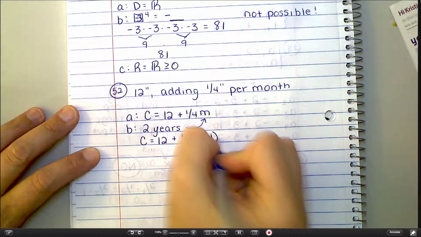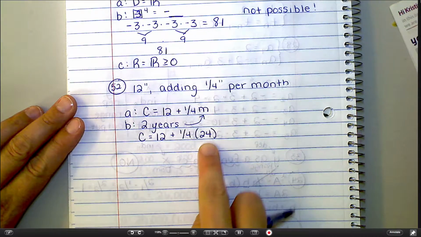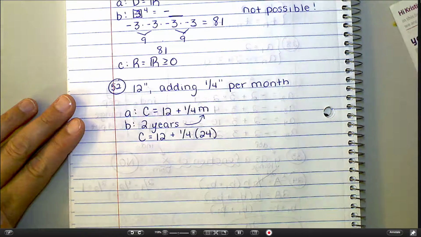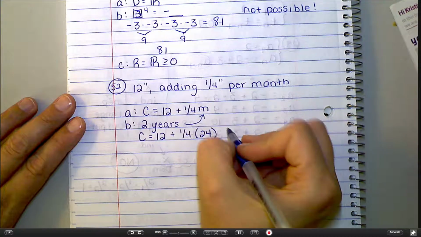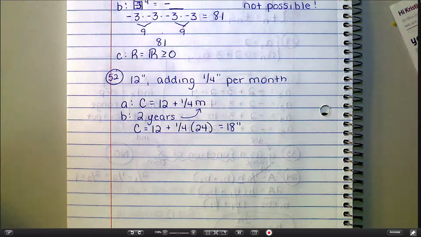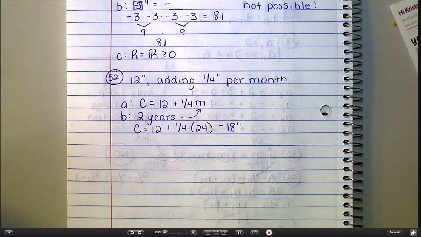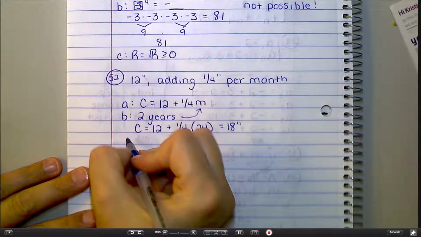Does that make sense why I put the 24 there? That's 24 months, and so I'm plugging 24 in for m. Okay, 1/4 times 24 is 6, so this is really 12 plus 6, which is 18 inches. So at the end of 2 years, his arm is 1.5 feet around. That seems really big.